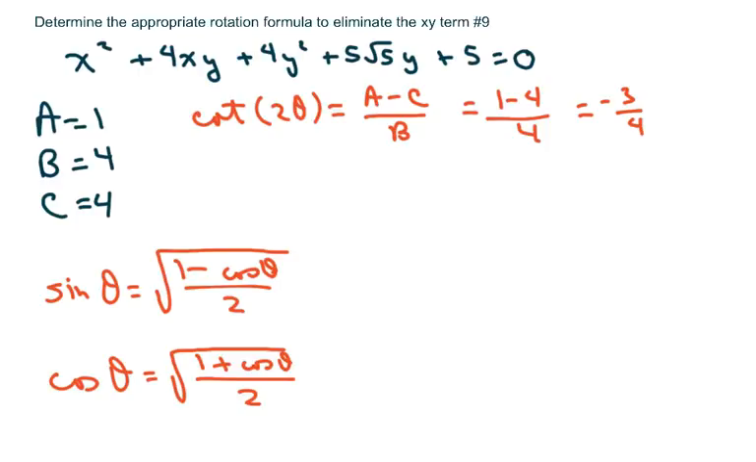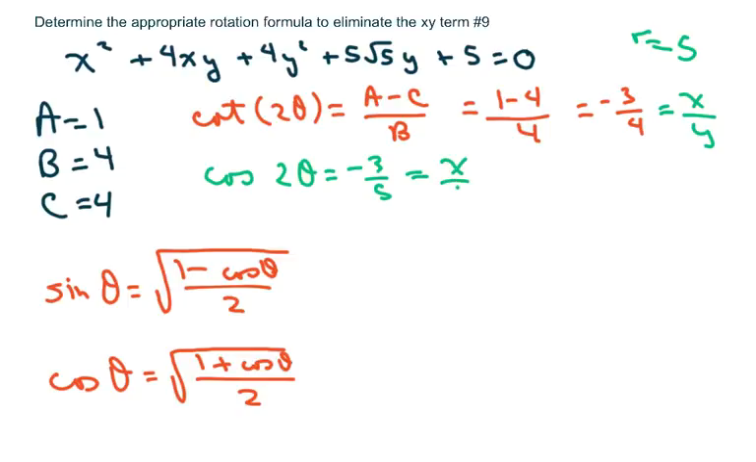So cosine of 2 theta is going to be negative 3/5, because remember, this is x over r, and then my r would be 5, because these are Pythagorean triples. Alright, so then all we have to do is plug into the equation.